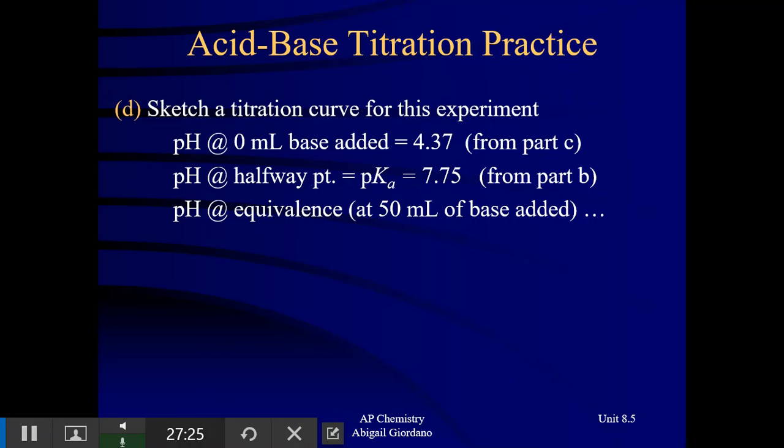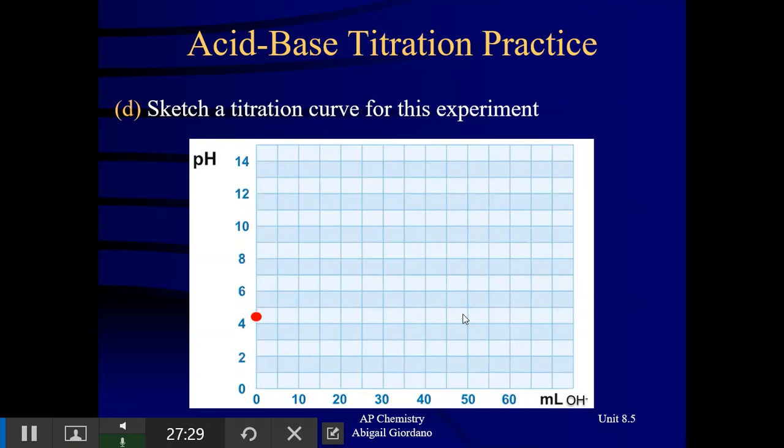So let's plot these points. So there is the first data point before any base has been added. Here is my halfway point. You'll notice, where does it fall on the x-axis? It falls at 25 milliliters. How did I know to put it there? Because from part A of this problem, I knew that 50 milliliters is where the equivalence point is, so 25 must be where I should put my halfway data point.